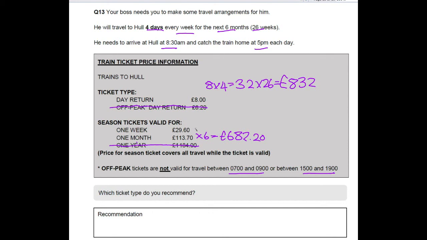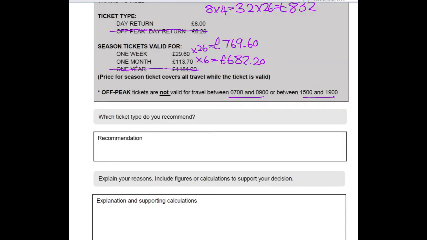Finally, let's just check the weekly ticket. So at £29.60, he's going to travel for 26 weeks. And that works out at £769.60. So what type of ticket would you recommend? Well, our cheapest one is the monthly season ticket.